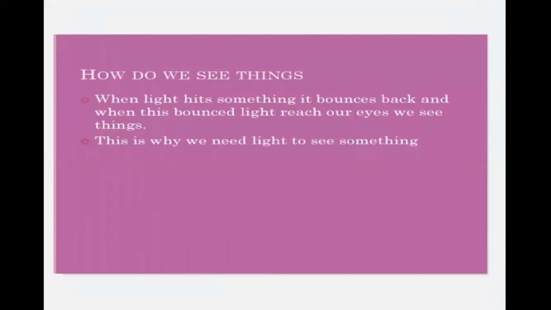So why do we see things? When light hits something, it bounces back. And when this bounced light reaches our eye, we are able to see things. This is the reason why we need light to see something.